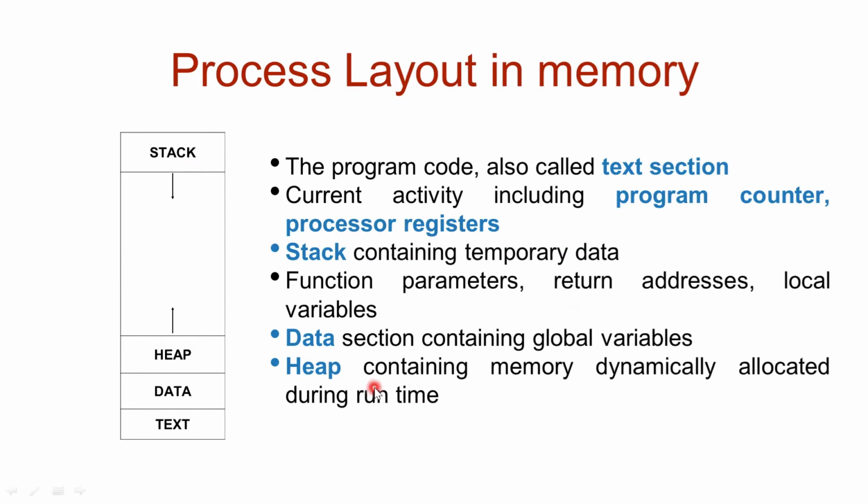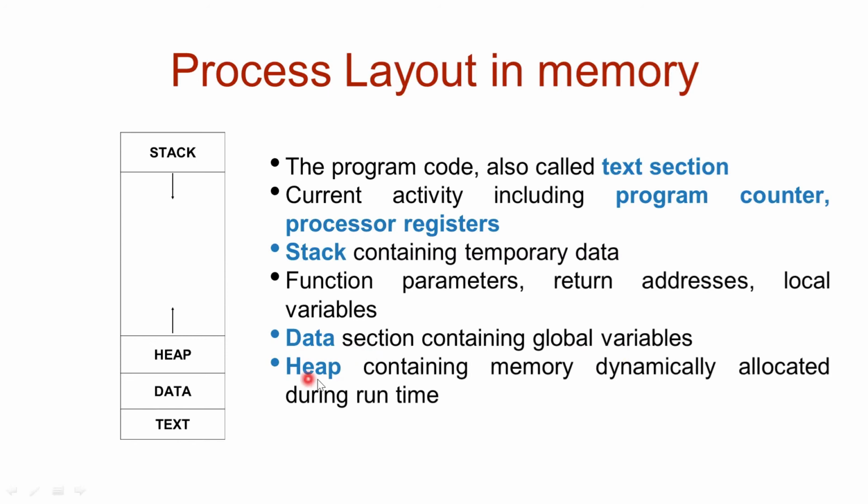Next section is the data section. Data section stores all the static and global variables. All local variables of a function are allocated space in the stack, but if any variable is declared global, then it is given space in the data section.